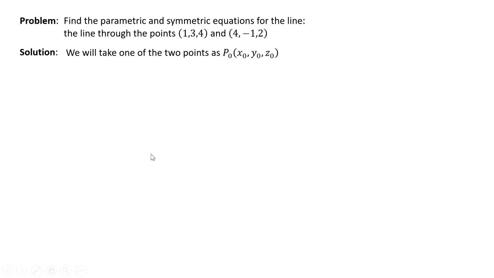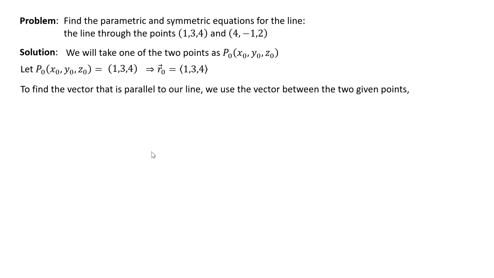We'll take one of the 2 points as p sub 0. I seem to choose 1, 3, 4. You could have chosen 4, negative 1, 2. And we get r sub 0 from that. And also, to find a vector that is parallel to our line, we use the vector between the two given points. Okay, and v equals abc is nothing but head minus tail: 4 minus 1, comma, negative 1 minus 3, comma, 2 minus 4. That's what I did. And ta-da, that's our ABC.